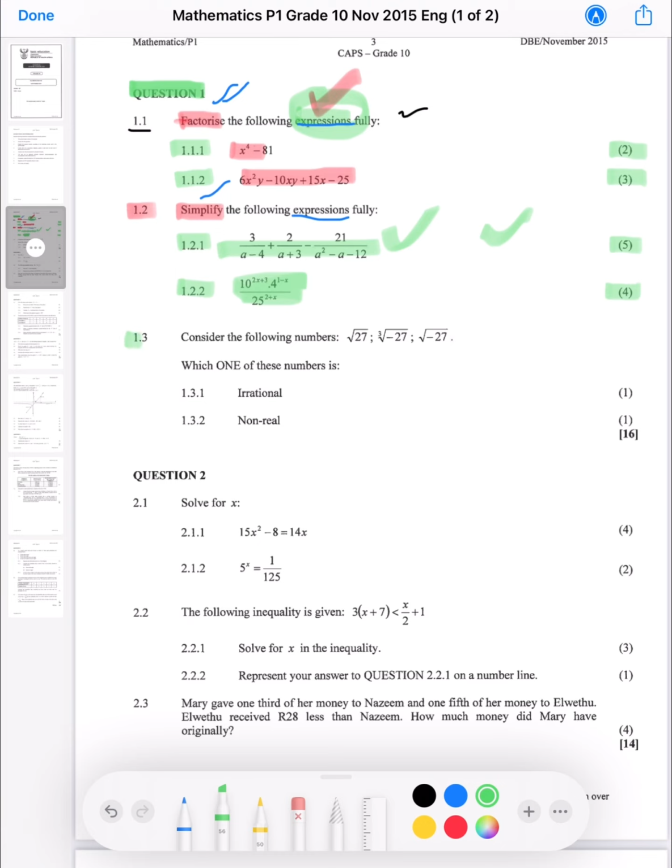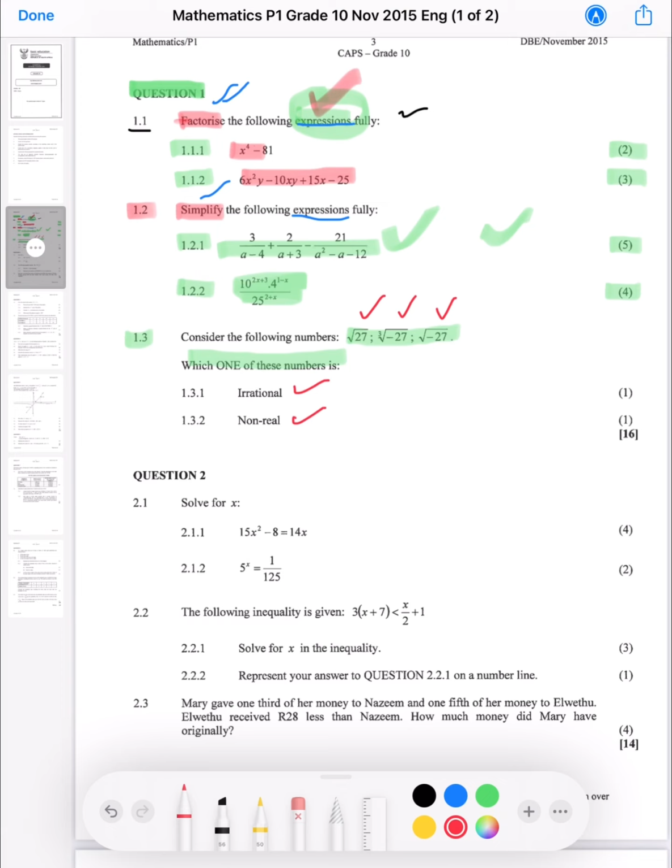We are now on 1.3. They say consider the following numbers. So they're just saying have a look at these numbers. And then they're asking which one of these numbers is... So can you see? That means, ladies and gentlemen, after having a consideration of these numbers, you might need to tell which one is irrational and which one is non-rational.